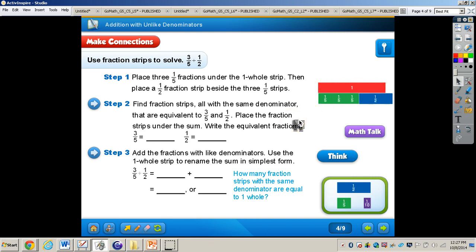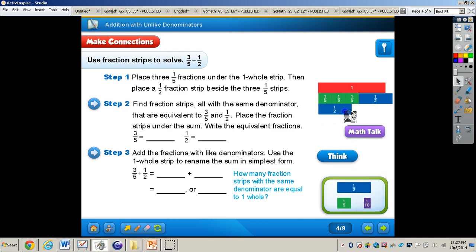Now the next thing we need to do is find fraction strips all with the same denominator that are equivalent to 3/5 and 1/2. Place the fraction strips under the sum and then write the equivalent fractions. First of all, if we're going to try this, start out with the 1/2 there. Adding both of those, you can see, is not going to work. Then we need to take the next largest. The 1/5 will not work there. It will go exactly underneath all of them.